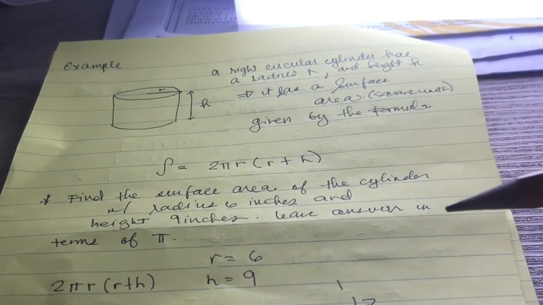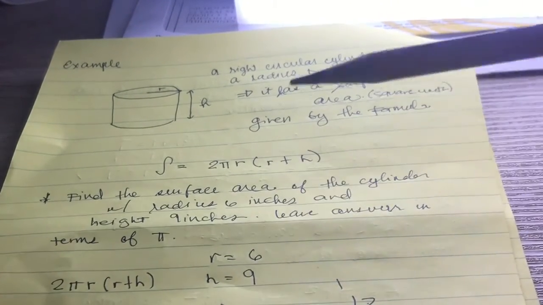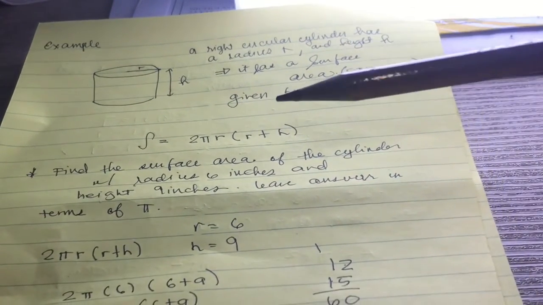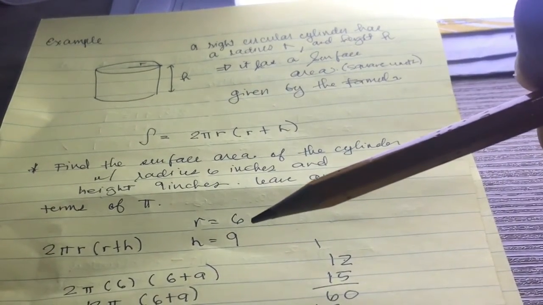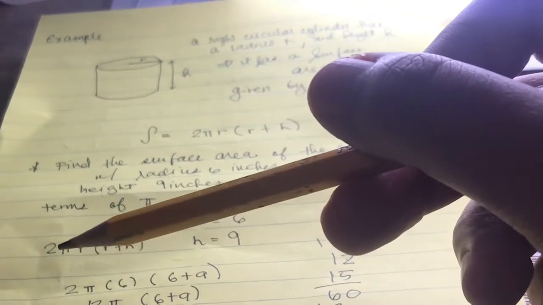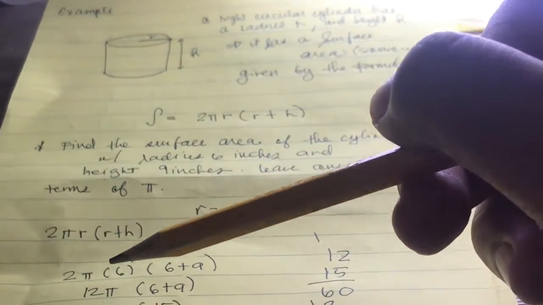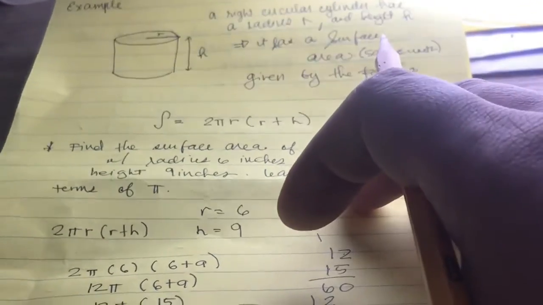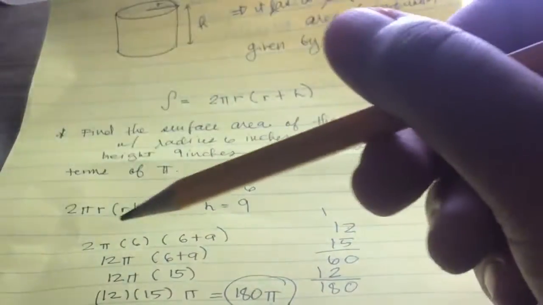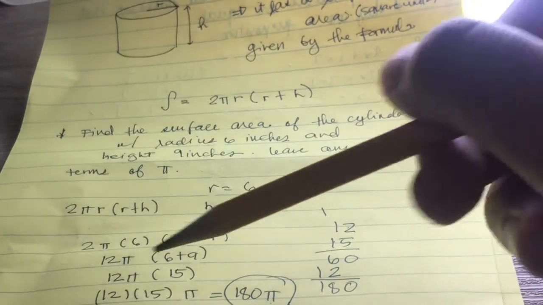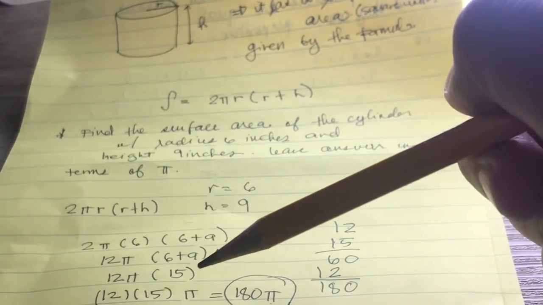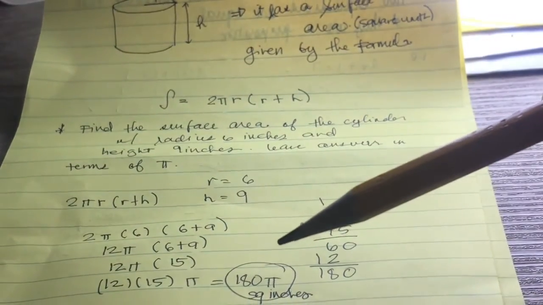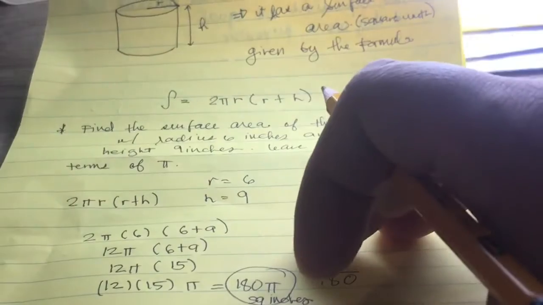We simply equate r to 6 and h to 9, r being the radius and h being the height. So that would be 2 pi times 6 times 6 plus 9. That would give you 12 pi times 15. 12 times 15 gives you 180 pi square inches.